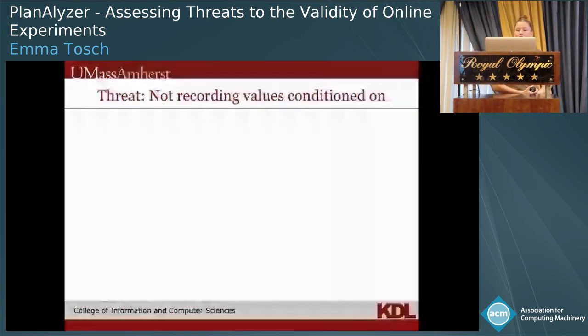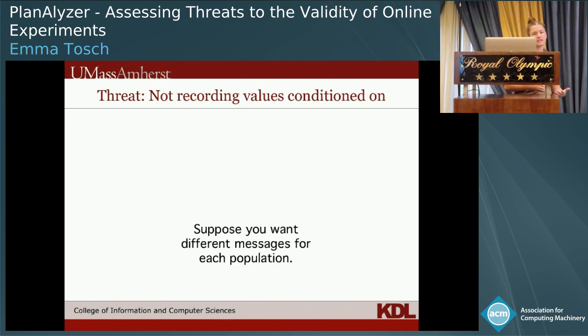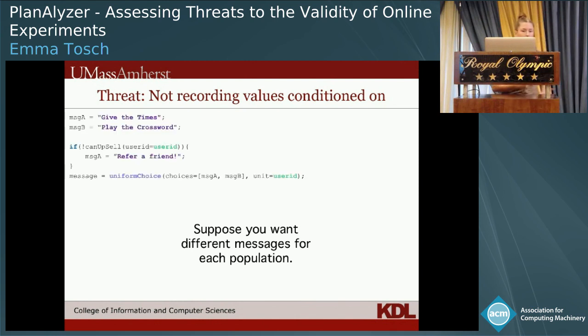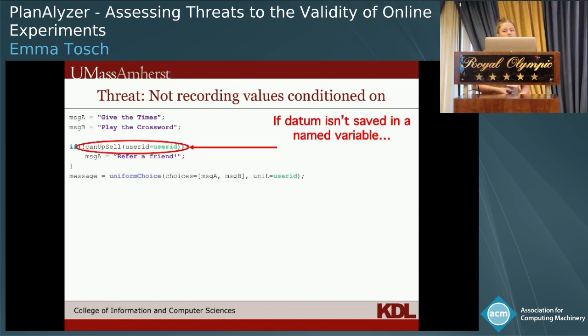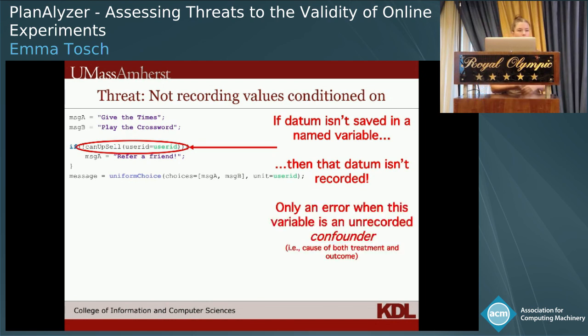So now consider another threat where we don't actually record the values that we're conditioning on. So suppose you want a different message A for each population. You modify the code like so. So notice here, there's no return statement. We've just changed one of the treatments. The problem here is that if that datum that we're conditioning on, the one that appears in the conditional statement, isn't saved in a named variable in this context, then it doesn't end up being recorded. So this is only an error when this variable is an unrecorded confounder, or a cause of both treatment and outcome.